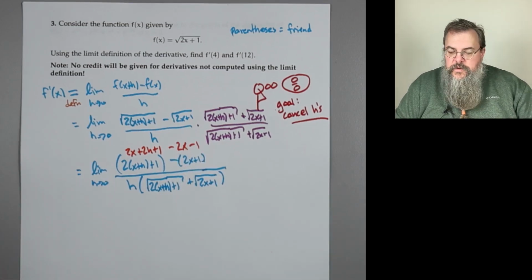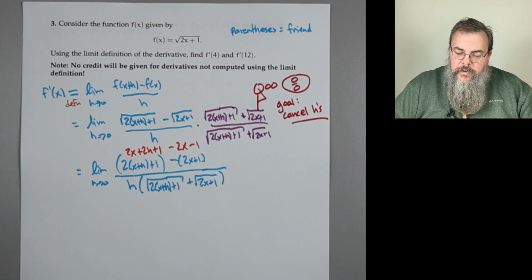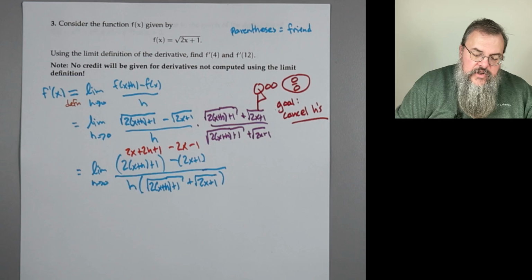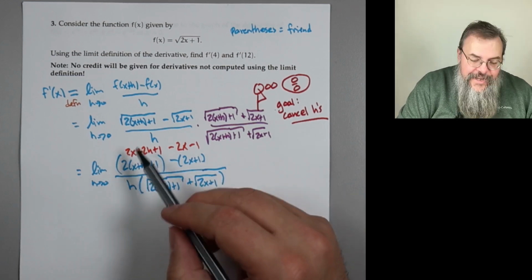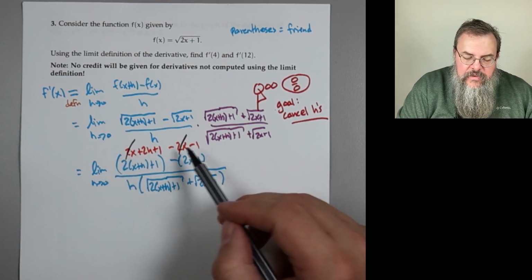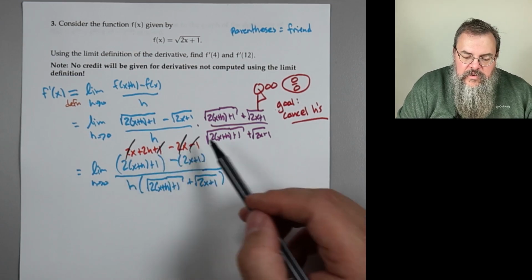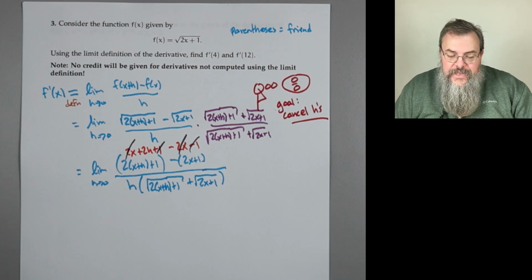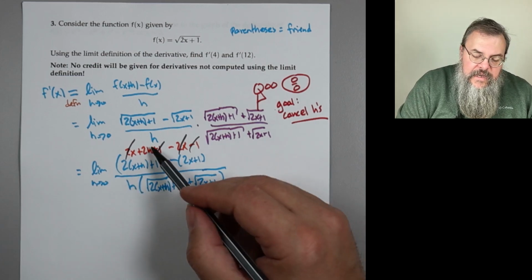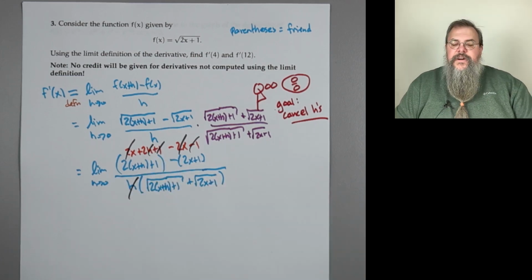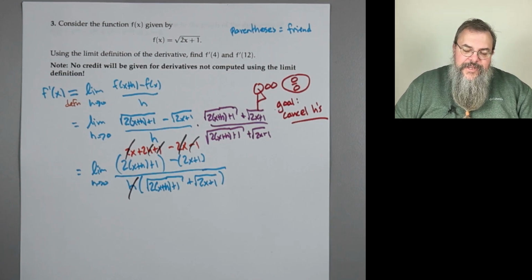And we're like, whoa, that's so cool. Well, why do we say that? Because we say, hey, check it out. The 2x's cancel. The 1's cancel. So what's left? 2h. But what happens then? The h's cancel. All right, so what's really left?